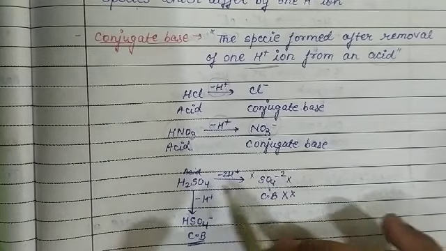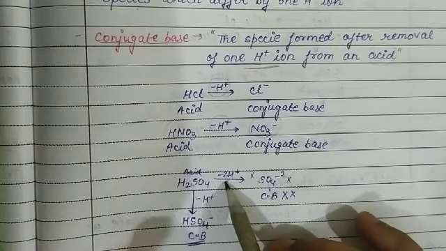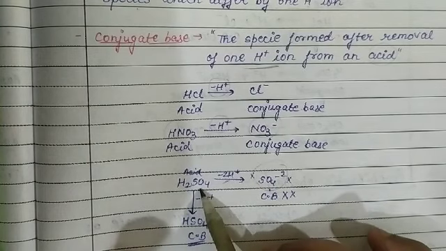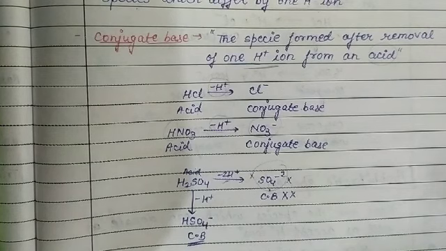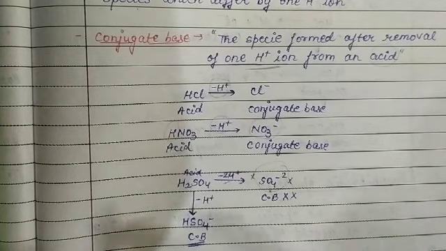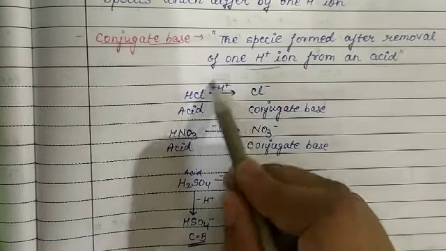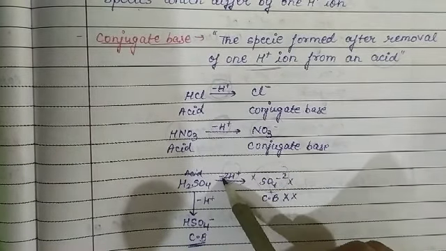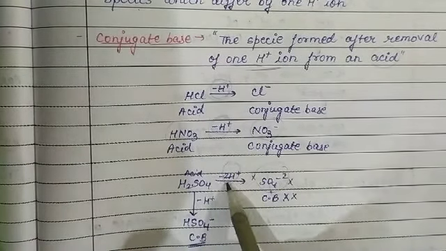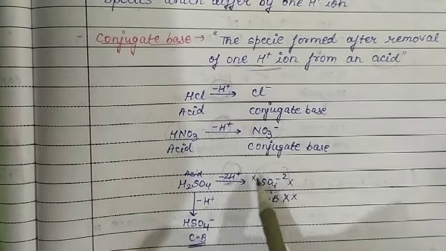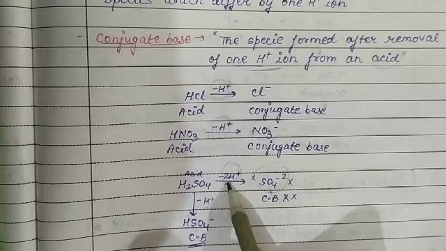See, this is wrong. When H2SO4 loses 2H+, it forms SO4 2-. So SO4 2- is not the conjugate base of H2SO4, because it is necessary that a conjugate acid-base pair differ only by one H+ ion. In this case it differs by 2H+ ions. So when H2SO4 loses 1H+ ion, it forms HSO4-. So this is the conjugate base of this acid. This cannot be the conjugate base of this acid because 2H+ are lost.